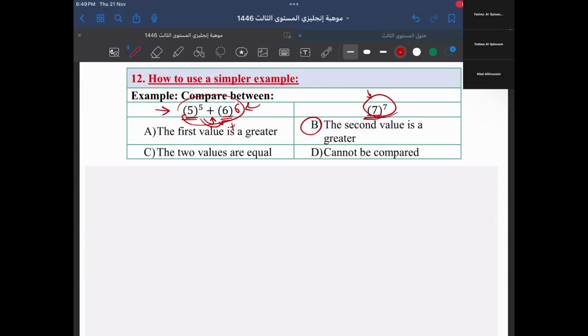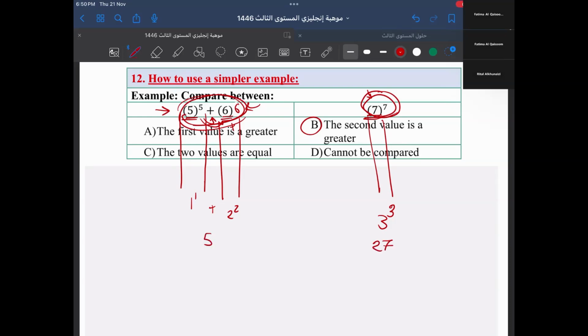So instead of 5 to the power of 5, I put 1 to the power of 1. And instead of 6 to the power of 6, I did 2 to the power of 2. Because I want to find the value of this side, and I want to find the value of this side. So here it's going to be 3 to the power of 3. Now I can calculate because these numbers are easier than 5 to the power of 5 and 6 to the power of 6. So I know that this is going to be 5 and this is going to be 27. And like this, I can compare.